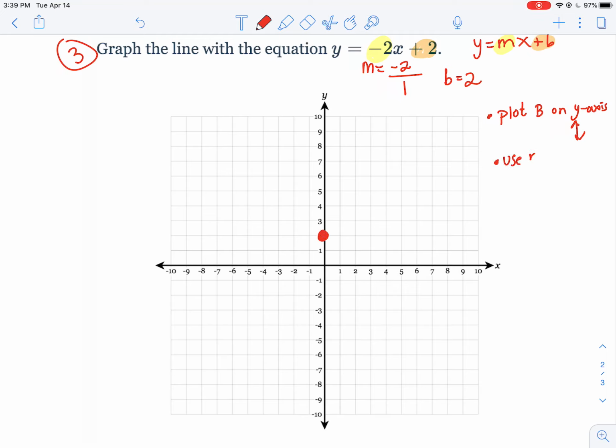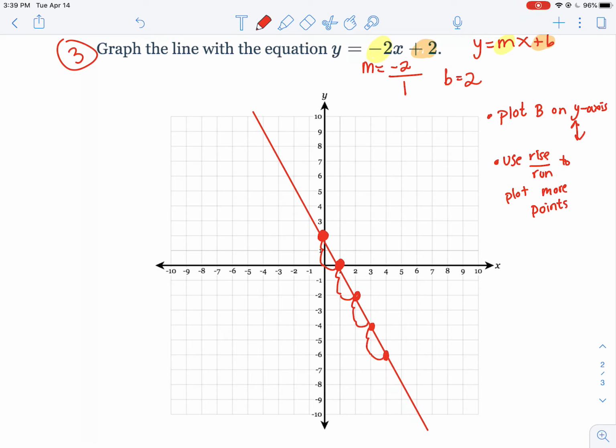And then step 2 is use rise over run to plot more points. Okay, so here we go. My rise, or up and down, is down 2 and to the right 1. So it's going to go down 1, 2 to the right 1, and you're going to put another dot there. Down 2, right 1, and another dot there. Down 2, right 1, another dot. Down 2, right. And you can plot as many dots as the app's going to let you plot.